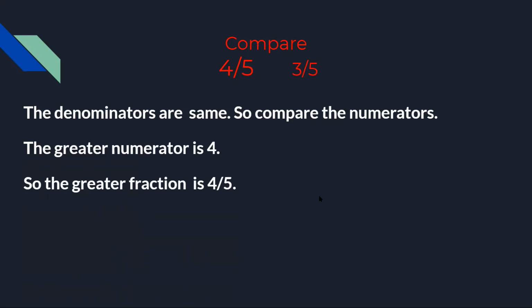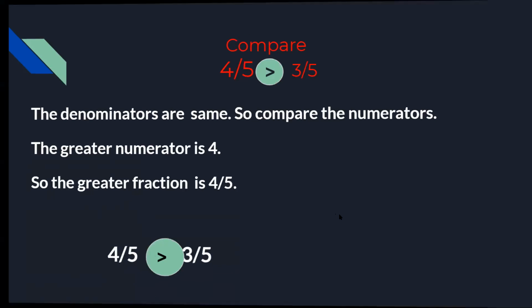So how will we write? We will put the greater than sign. 4 upon 5 is greater than 3 upon 5. This is the case if the fractions are like fractions. We will see only the numerator. The greater numerator gives the greater fraction.